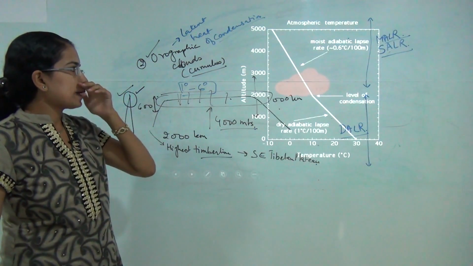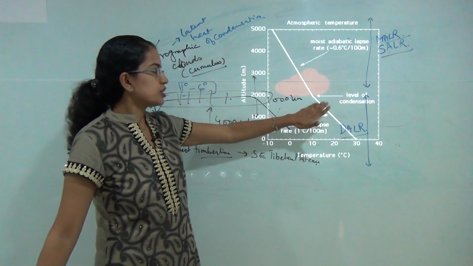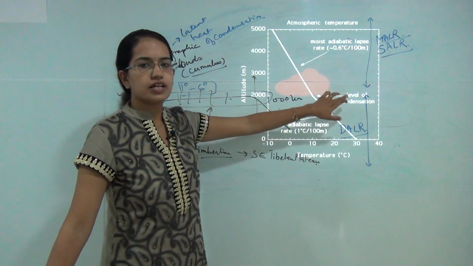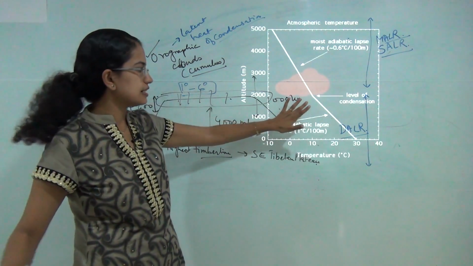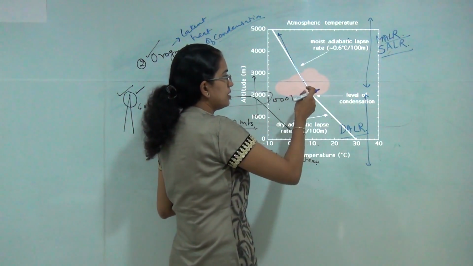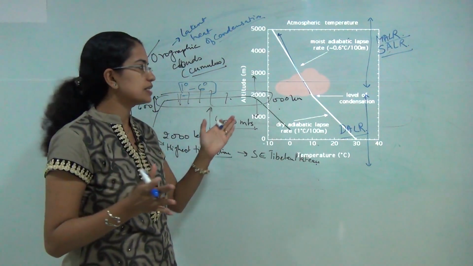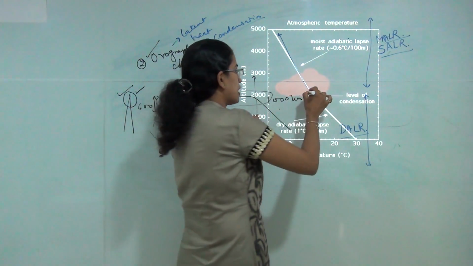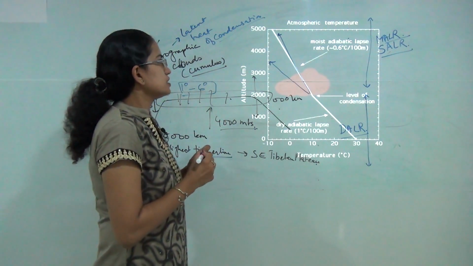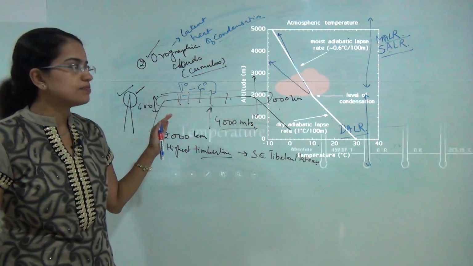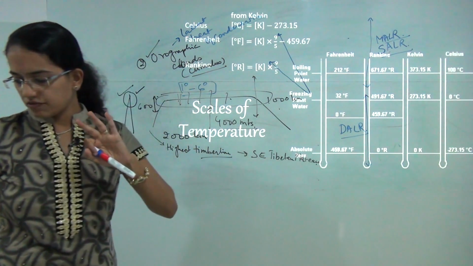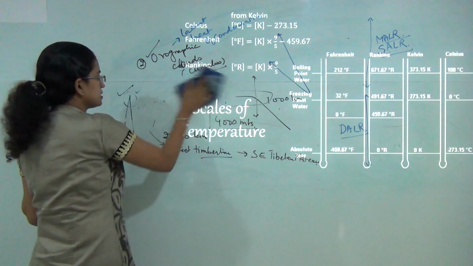So this diagram again explains the dry adiabatic lapse rate, and at a certain level condensation is reached, beyond which you have the moist adiabatic lapse rate, where the decline in temperature is much less with altitude than it would have been in the case of the dry adiabatic lapse rate. So with this we cover the concept of lapse rate. We will be covering the inversion of temperature in the next class.